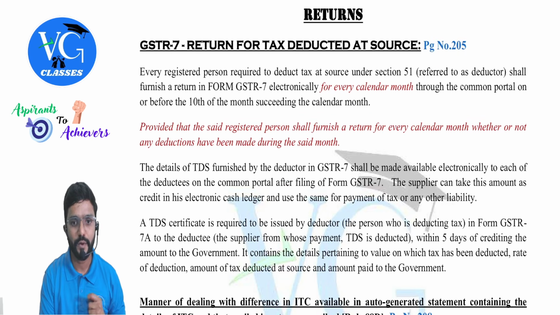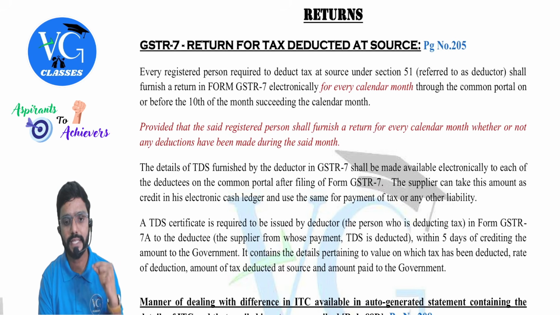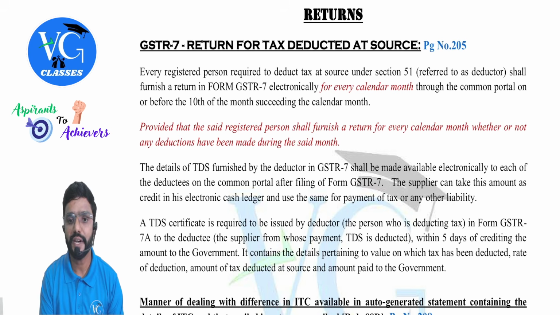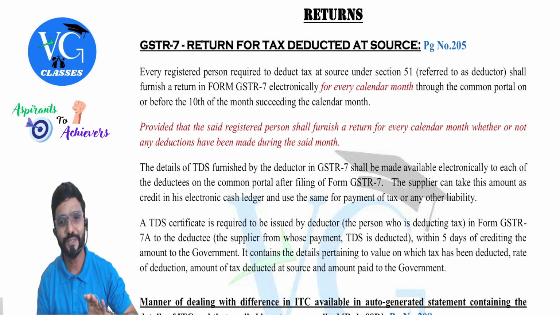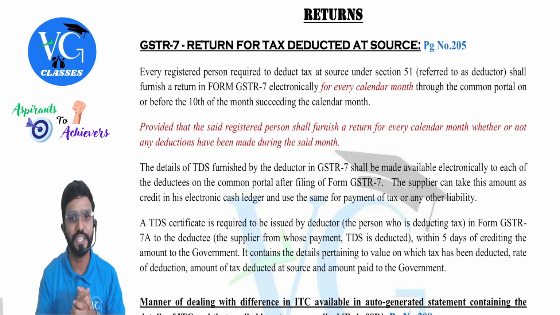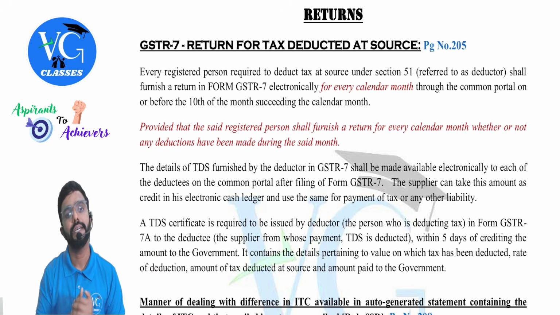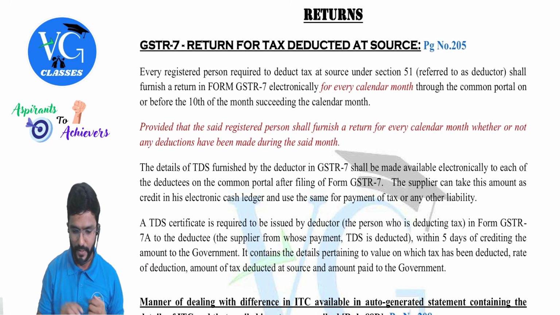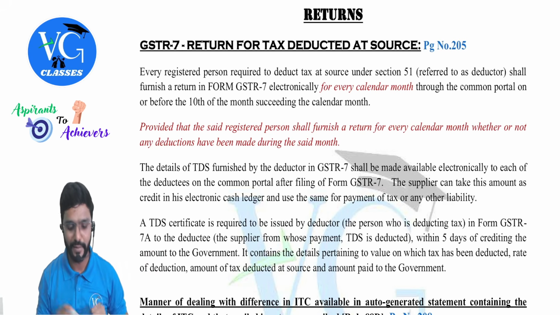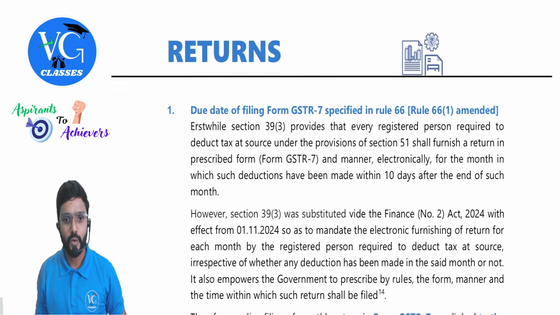Okay. So there is a proviso. What is it telling? Provided that the said registered person shall furnish, means whoever is supposed to deduct TDS, shall furnish a return for every calendar month, whether or not any deductions have been made during the said month. If deductions are made, please give the details of that and file GST 7 within 10th of next month. For a particular month, even if you have not made any deductions, still file nil GST 7. Got it? Yes, sir. Okay. So whatever I have highlighted in red color is an amendment, guys. Okay, sir.